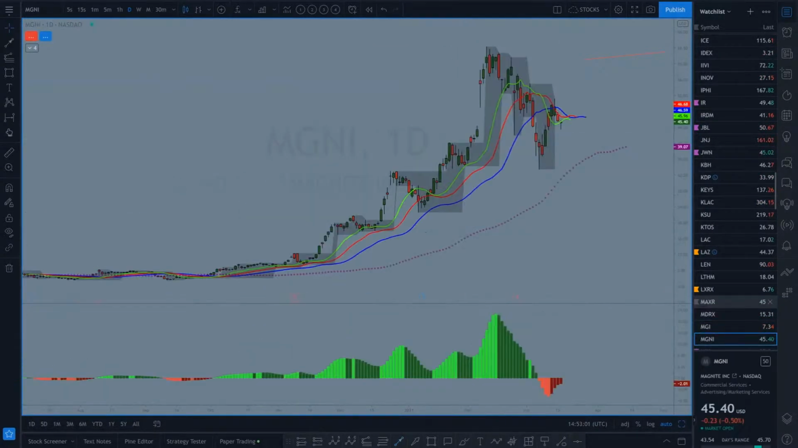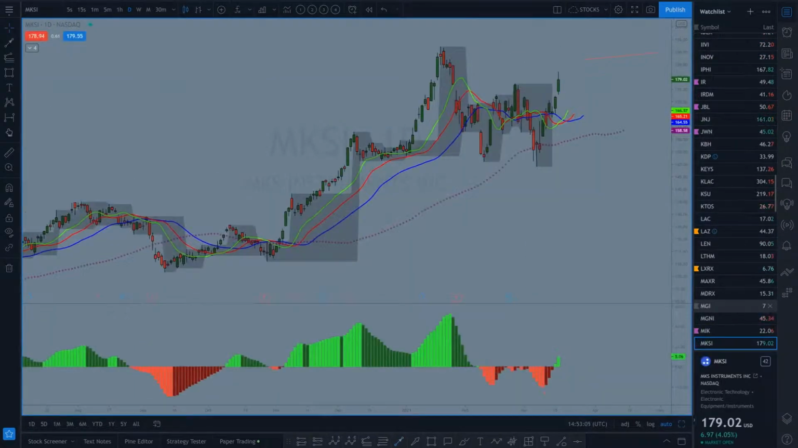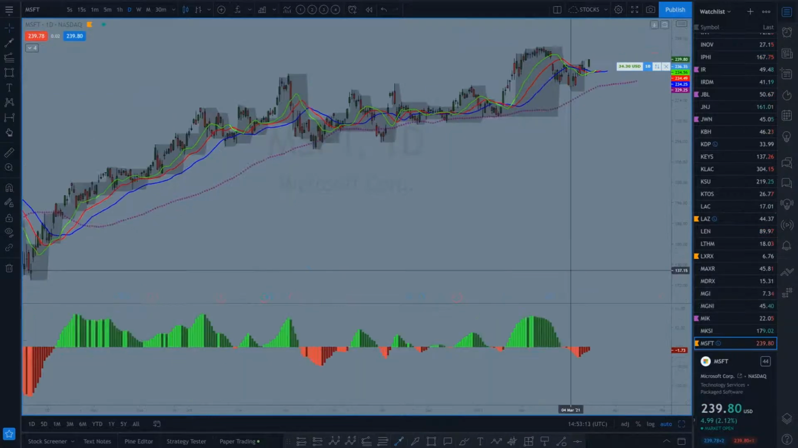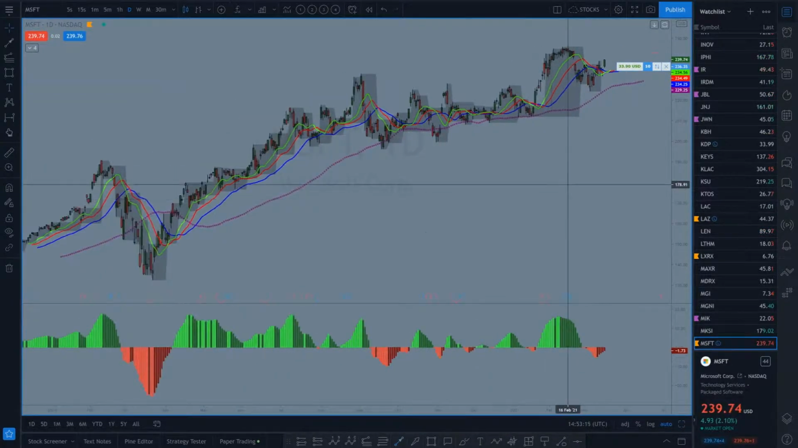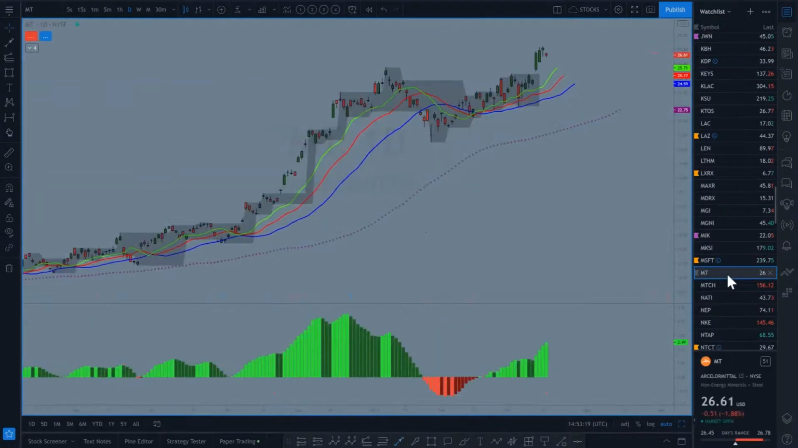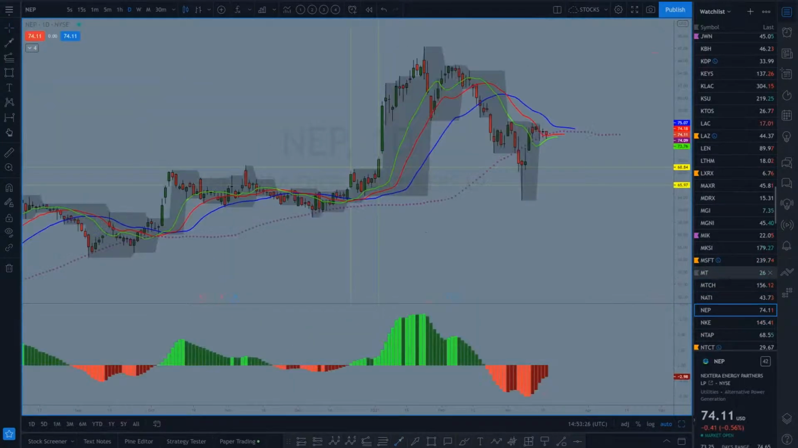MDRX, MGI, MIK, MKSI. The box is too big. Microsoft. Okay. Microsoft, too big a beast. I can't trade this one, but we're just watching it. Okie dokie.